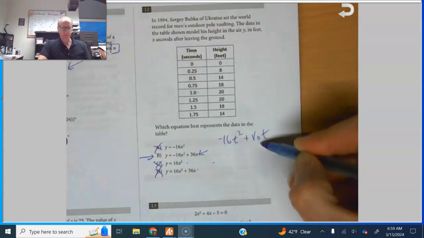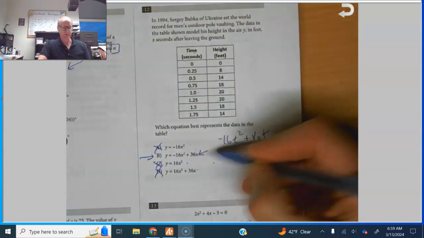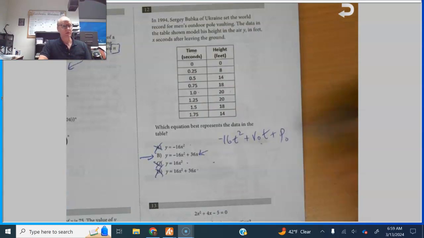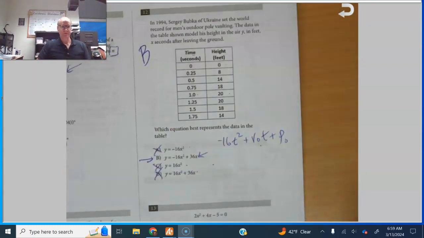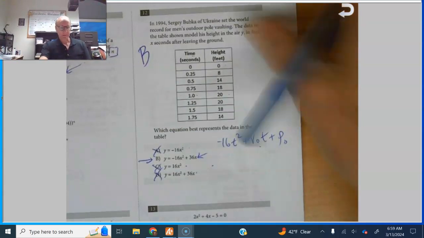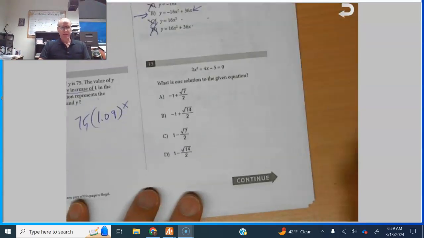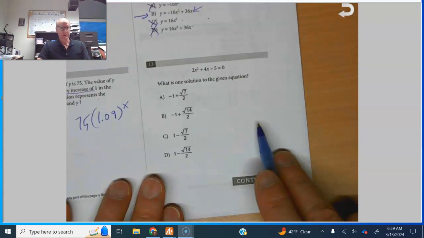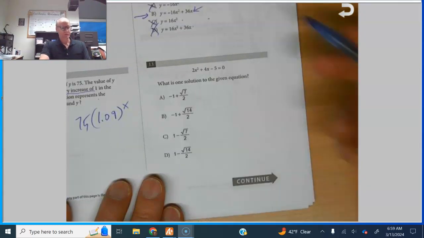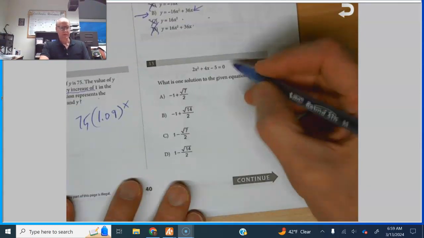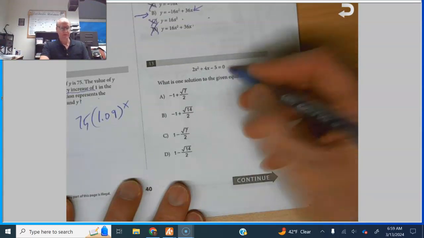And of course, it does look like our position function. There is a P0 in the actual physics formula. But anyway, there it is. It's a physics formula, kind of. This is a quadratic equation. You're going to have to just work it out. There are other ways to go, but I think quadratic is the way to go.